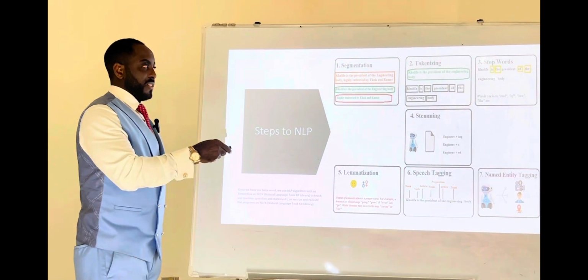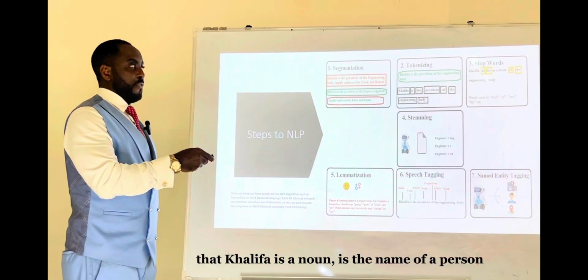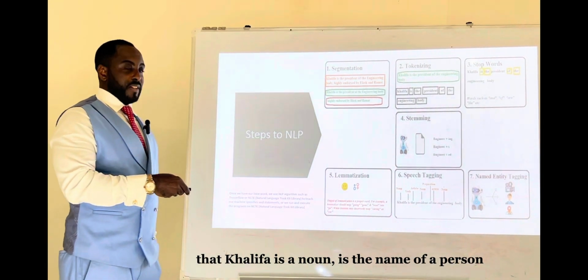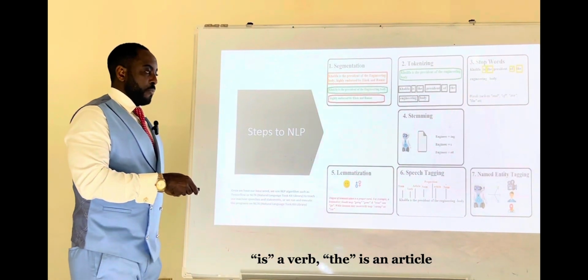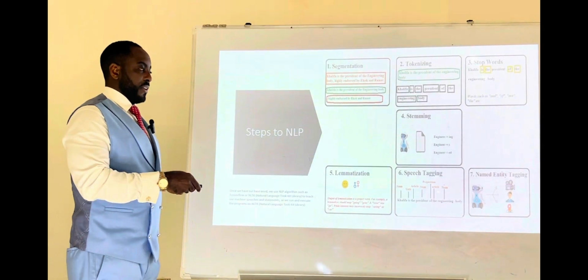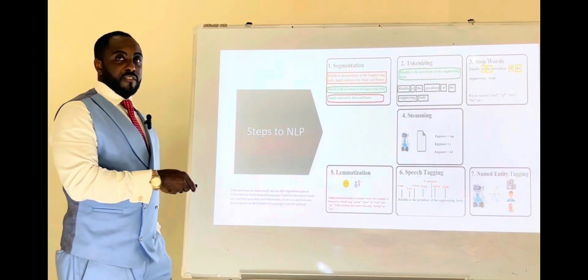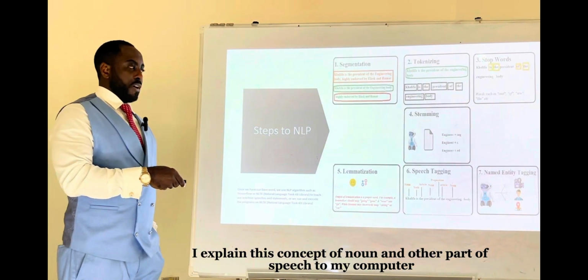So, speech tagging. In this case now, I explain this sentence: Khalifa is the president of engineering body. I explain to my computer that Khalifa is a noun, the name of a person. Is is a verb. The is an article. President is a noun. Of is a preposition. The is an article. Engineering is a noun. Engineering body is a noun. So I explain this concept of nouns and all to my computer.